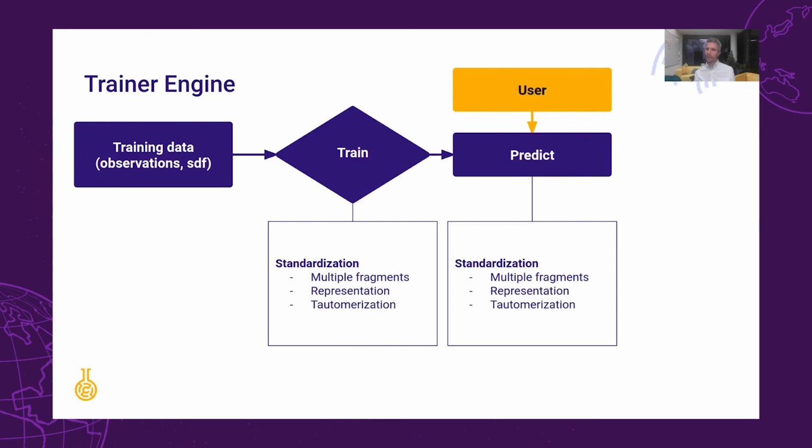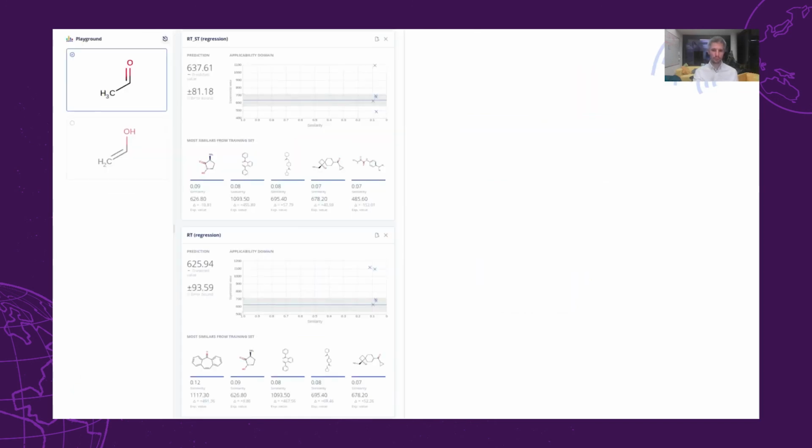Or if you have experimental conditions where different forms of the molecules can be studied, then tautomerization will hide these effects. But other cases like multiple fragments, salts and solvates, which do not influence the observed value, the experimental value, the standardizer is to be used for consistent representation and for consistent results of your models.